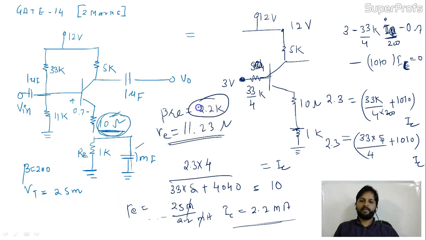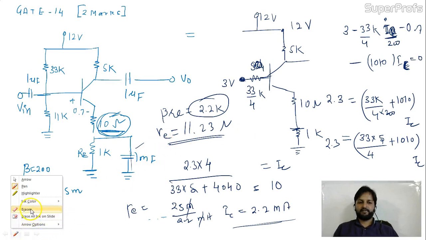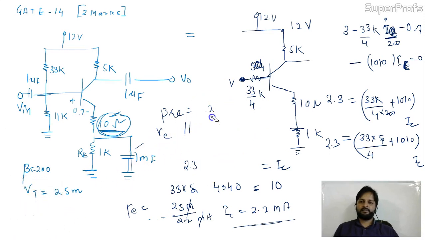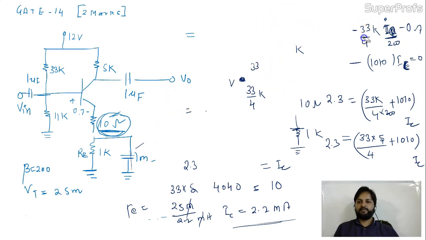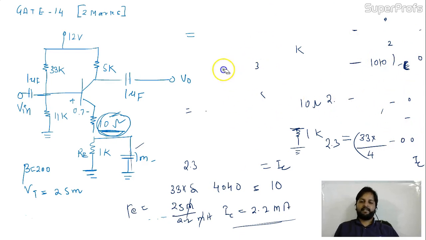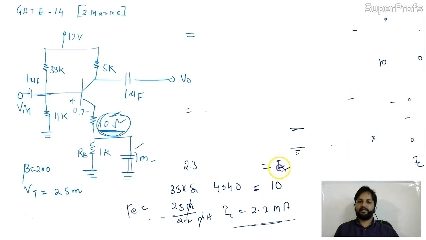You calculated beta RE. Now we'll put the values into the AC signal, AC analysis. Let me erase it. Now the DC analysis is over. Now we have to calculate the voltage gain, that is the AC voltage gain. That's why we have to do the AC analysis for this circuit. I hope the concepts are pretty clear to you now, right?